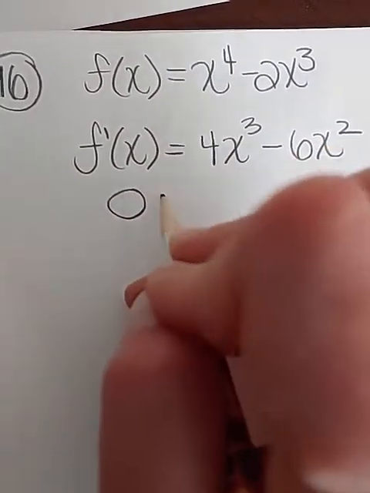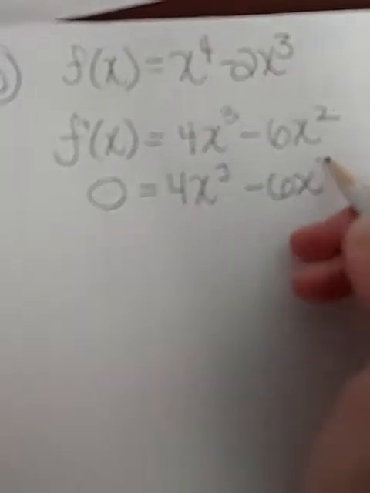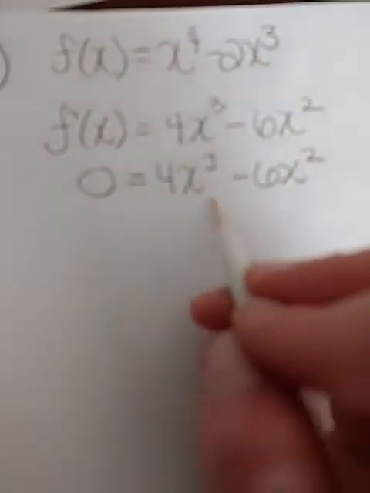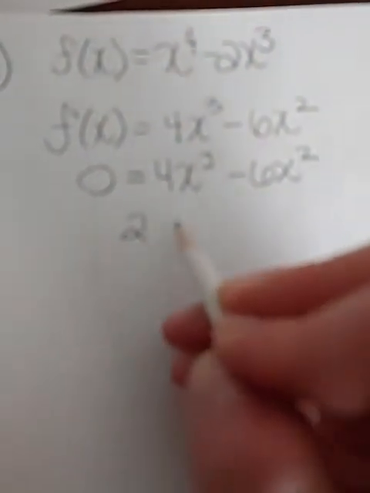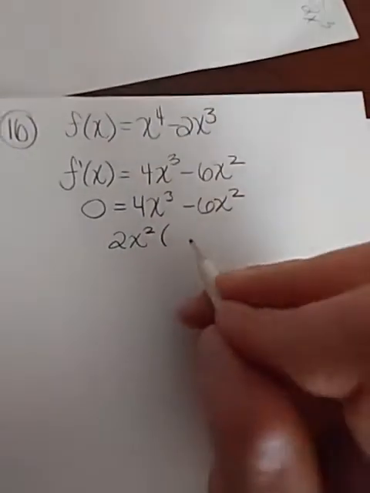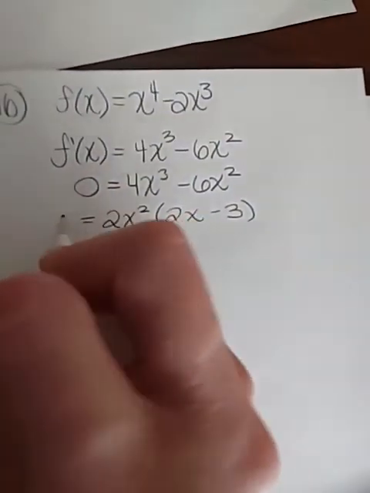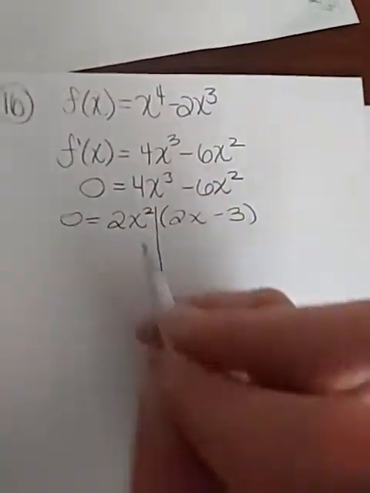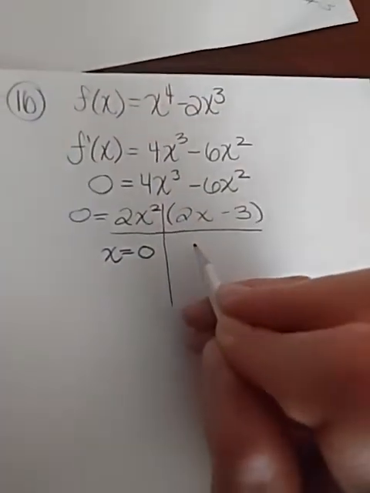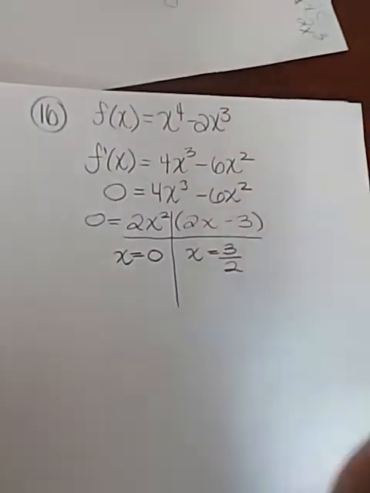All right, taking the first derivative, I set it equal to 0 to find my critical numbers. Setting it equal to 0, I have a 2x squared I could take out. When I take out the 2x squared, I get 2x minus 3. Setting both factors equal to 0, I get 0, and I get, add the 3, divide by 2, 3 over 2.